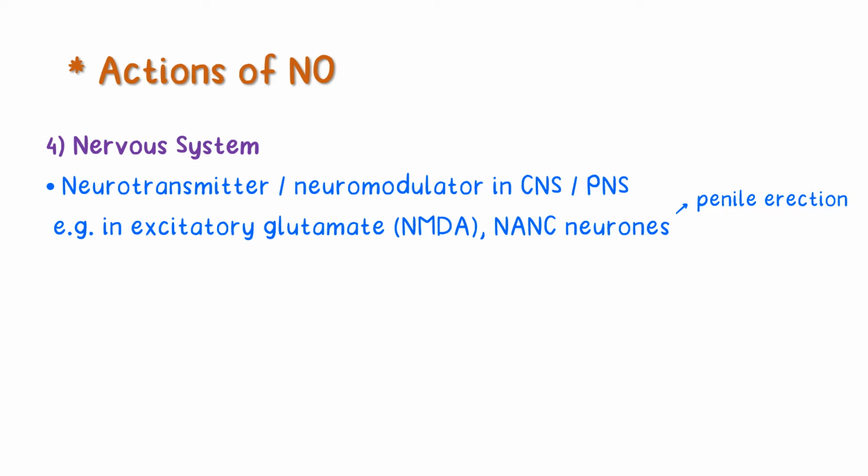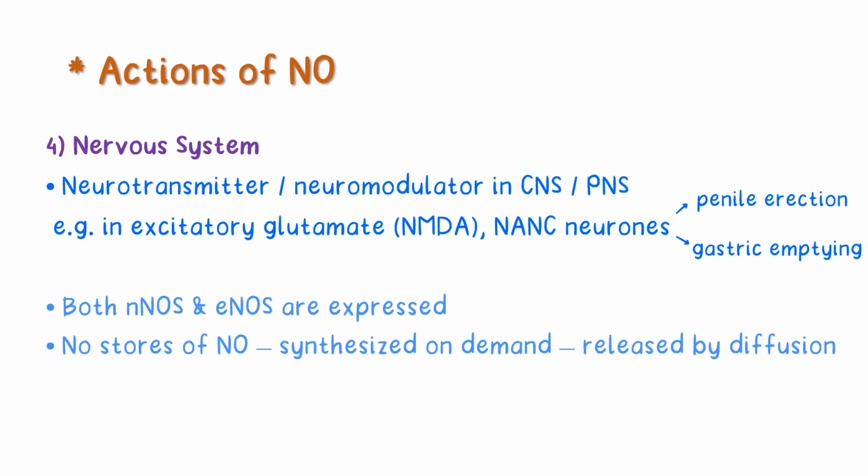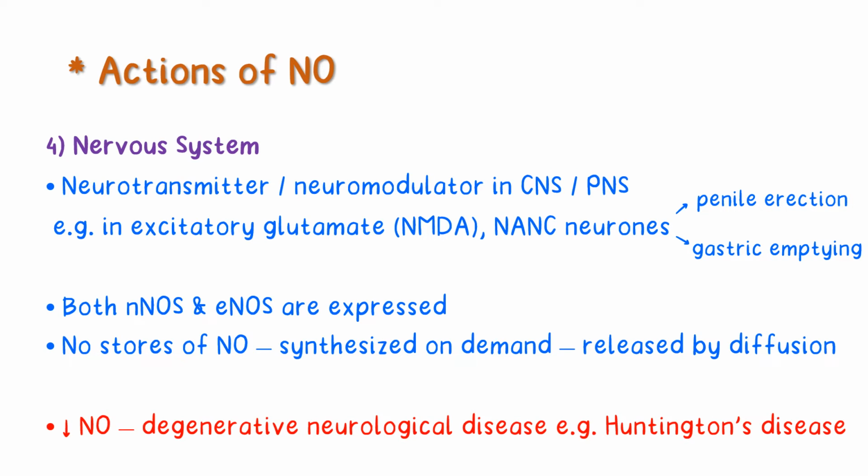Nitric oxide also facilitates gastric emptying by relaxing the pyloric sphincter, and in pyloric stenosis there may be defective nitric oxide function. Both neuronal as well as endothelial nitric oxide synthase are expressed in the nervous system, and unlike other neurotransmitters, there are no stores of nitric oxide, but it is synthesized on demand and released by diffusion and not by exocytosis. Decreased nitric oxide synthesis may be involved in certain degenerative neurological diseases like Huntington's disease.